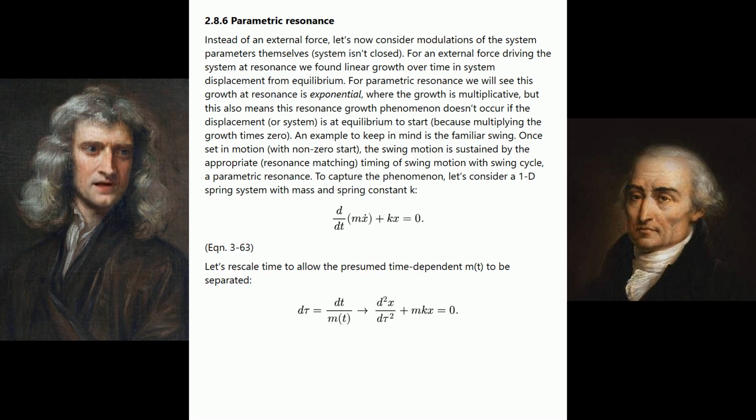2.8.6 Parametric resonance. Instead of an external force, let's now consider modulations of the system parameters themselves. The system isn't closed. For an external force driving the system at resonance, we found linear growth over time in system displacement from equilibrium. For parametric resonance, we will see this growth at resonance is exponential, where the growth is multiplicative, but this also means this resonance growth phenomenon doesn't occur if the displacement or system is at equilibrium to start, because we are multiplying the growth times 0.